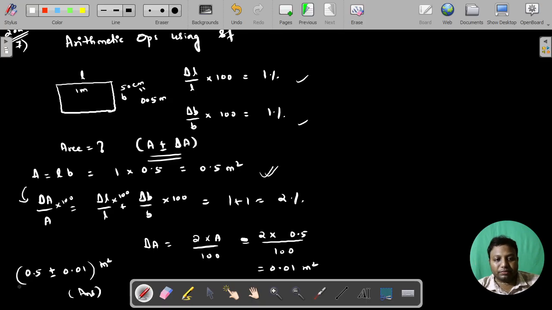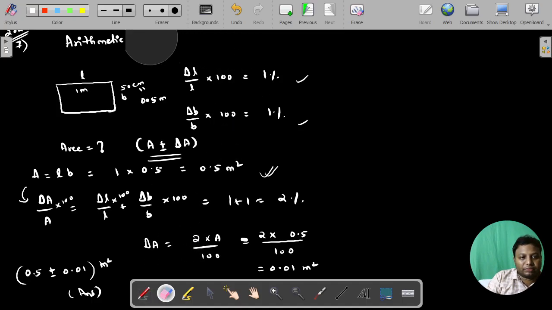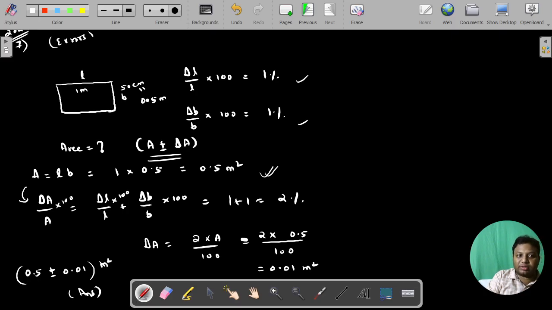Like this we do calculations using the rules of significant figures. Okay, this is not related to significant figures, this is related to errors. I'm sorry, this question is related to errors. I'll talk about the errors after some time.